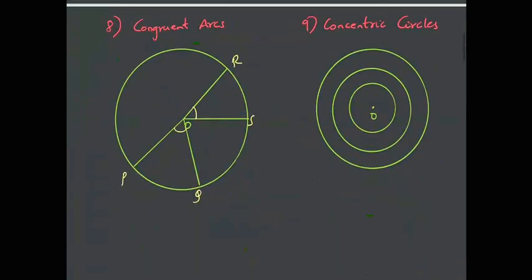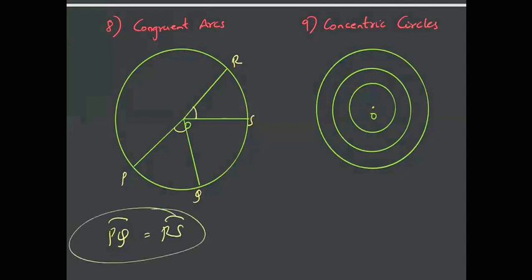So some more basic terms which are related to circles. What do you mean by congruent arcs? We have already learned what congruent triangles are. So what are congruent arcs? Say this is an arc PQ and this is an arc RS. Okay. So arc PQ is equal to arc RS. If this is the condition, then PQ and RS are said to be congruent arcs.